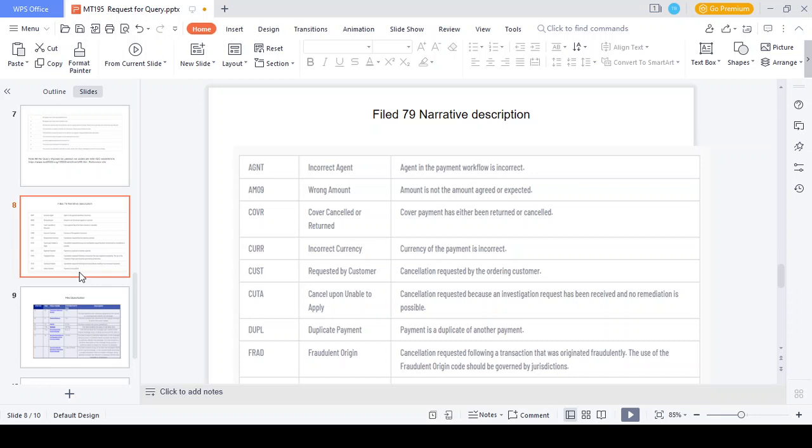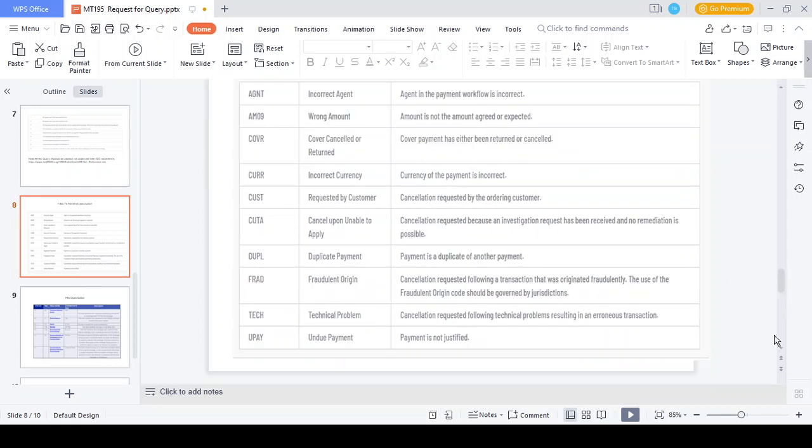Same like that, field 79 dot slash, and you give CURR, which means you can check whether the payment currency is the correct currency or not. Request by customer, whether the customer cancels or is unable to apply, like that. Duplicate payment: in case you make the payment twice, you can do the inquiry with the DUPL narrative code also. Fraudulent origin: you can do all these inquiries based on this code. These codes are already available, and I will provide the link in my previous slide.